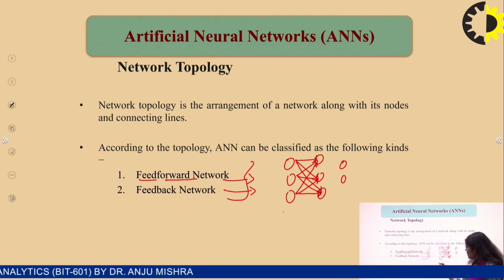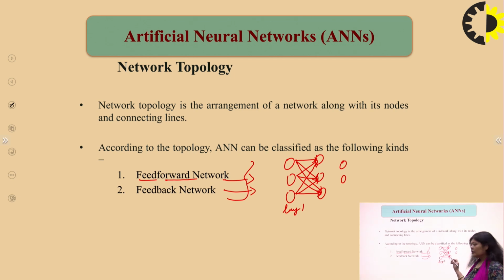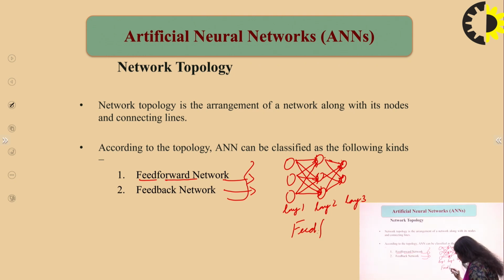So layer 1 neurons can only be connected with a directed edge, or a directed arrow, to the next layer, layer 2. And the layer 2 neurons can only be connected in a forward direction to the layer 3 neurons. Like this, we can have the connections here. So this type of network is called a feed forward network.